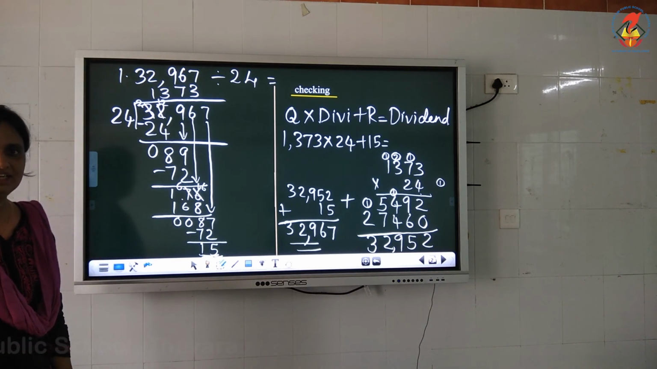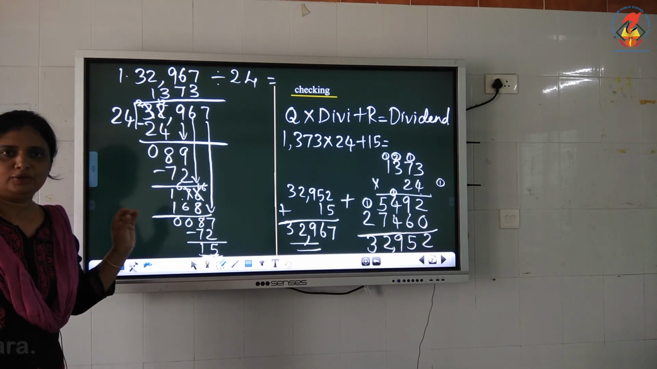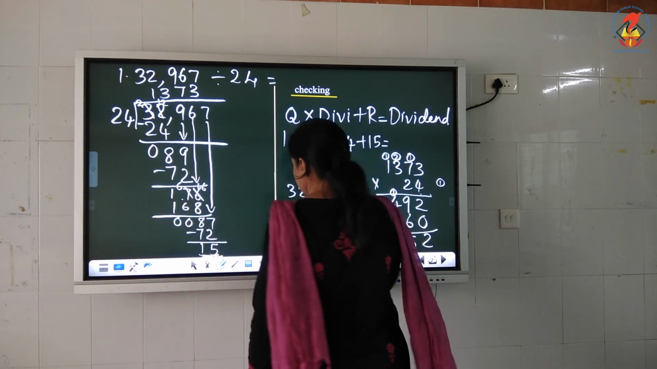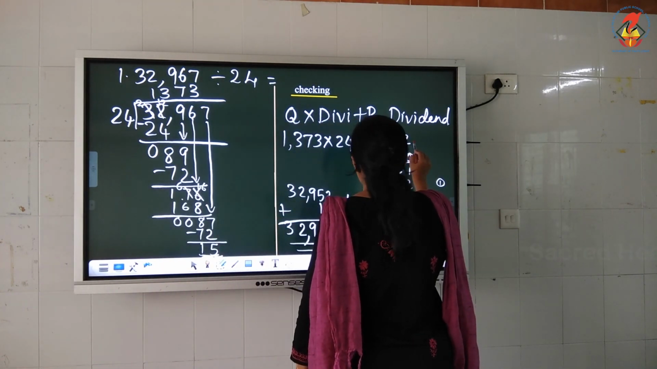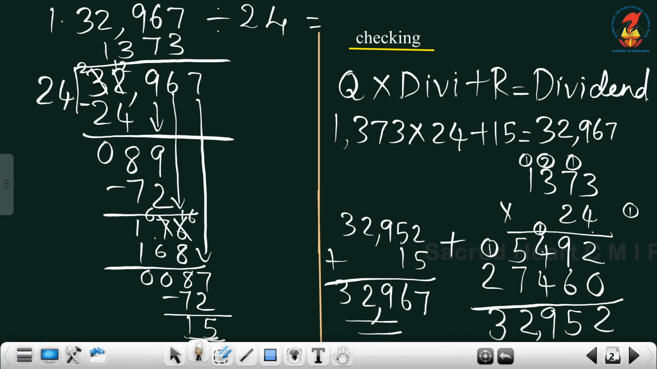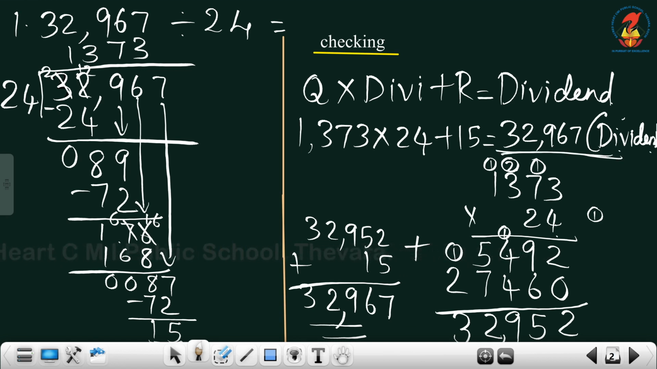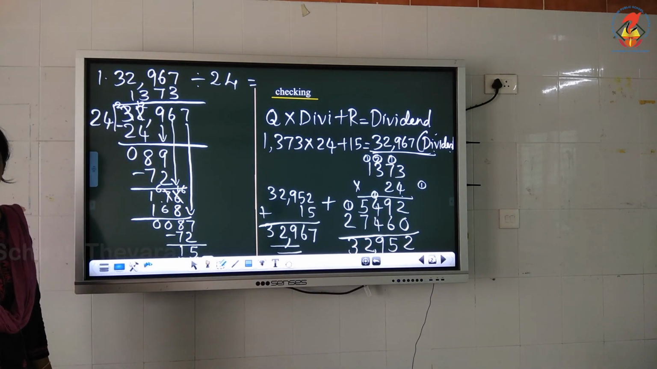Is it? You also need to check your answer in the division always. Then only you know is it correct or wrong, right? 32,967. And it is what? This one is dividend. Dividend. Is it clear? Division checking. Is it clear only, children? Yeah.